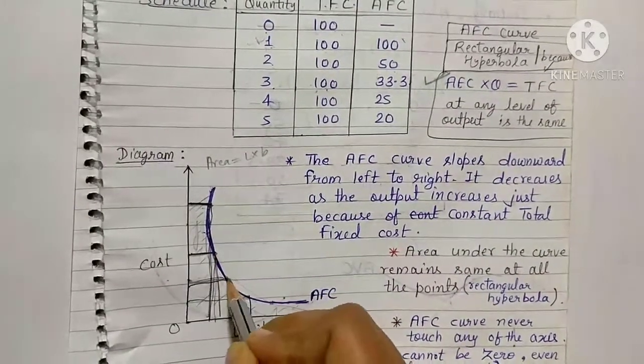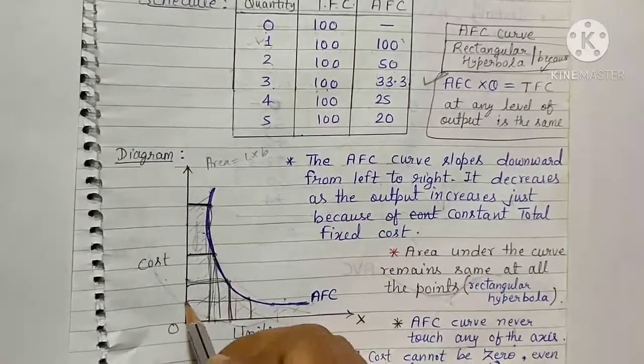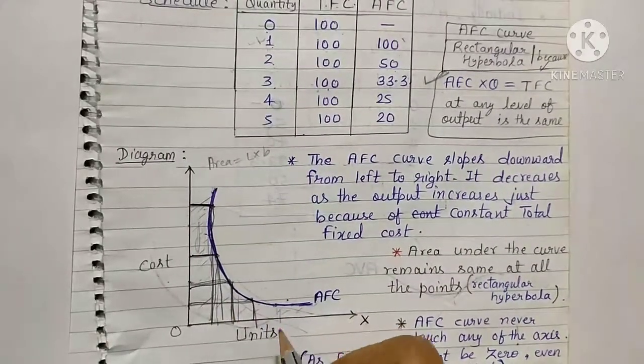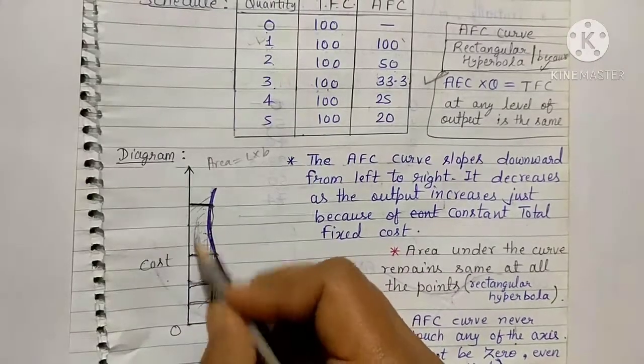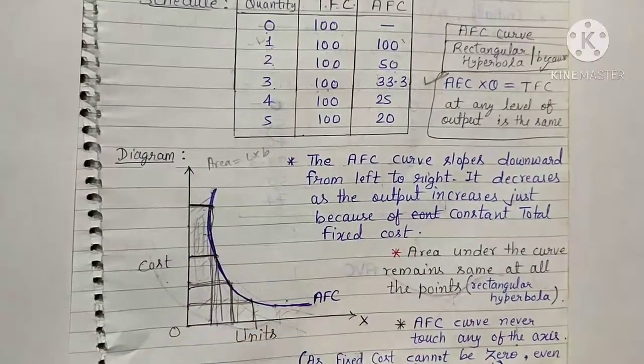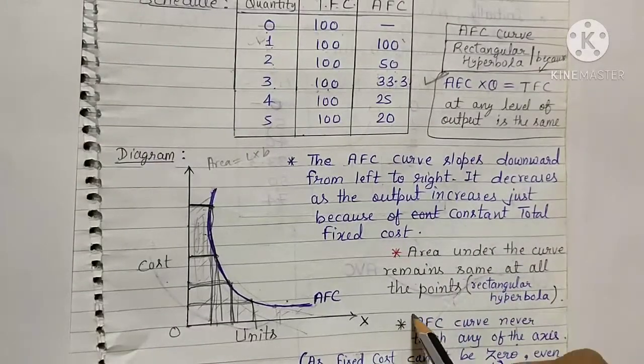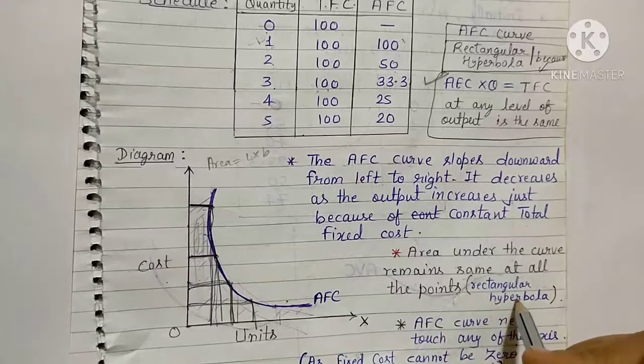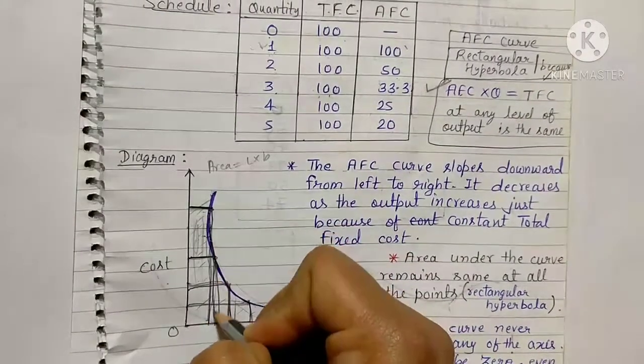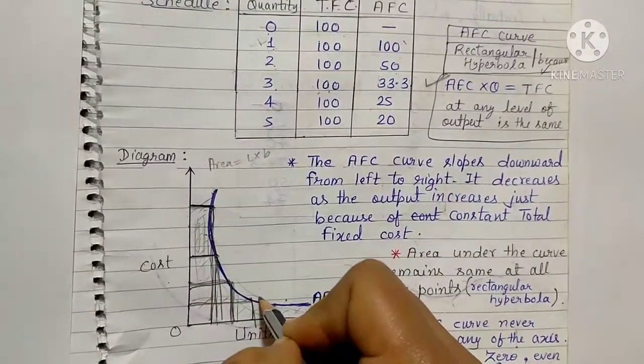Then this area, we are getting at this point, it also comes the same. Then this area and then this area. So always the area of the rectangle will come the same. That's why the area under the curve always remains the same at all points, or you can say at all levels of output. That's why it is called a rectangular hyperbola. They are making one rectangle here like this, in this way.